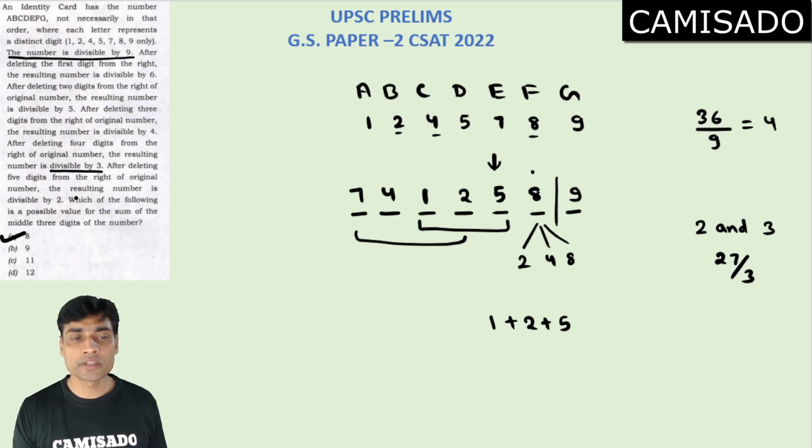the right of ordinal number, the resulting number is divisible by 2. So 74 is of course divisible by 2. So with certain permutation combinations I have come out with the number. The number is 7412589, which will satisfy all these given conditions. So the sum of the middle 3 digits, which are 1, 2 and 5, is 8, and the answer is 8.